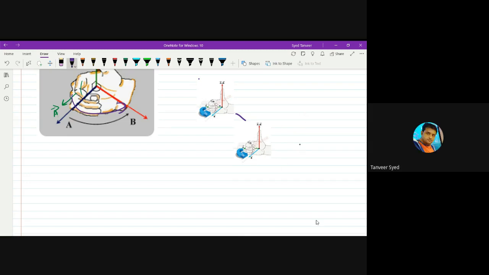Vector A is along this direction. This is vector A. Vector B is along this direction. So place your fingers along vector A, curl them, bend them towards vector B like this. Then your thumb is pointing vertically upward. This is the direction of A cross B.